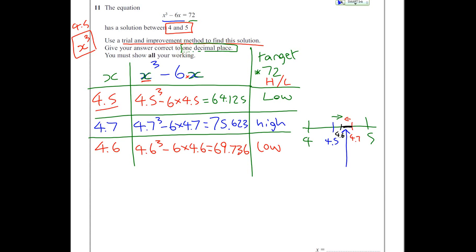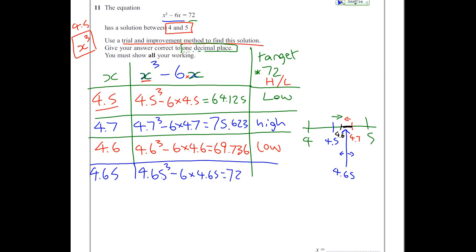But we do not know where. So the next step, we need to try bang in the middle, which is 4.65. And that's going to tell us if we need to go up to 4.7 or down to 4.6. So the last one in your calculator, you're going to do 4.65 cubed, take away 6 times 4.65. That gives you 72.64, etc.